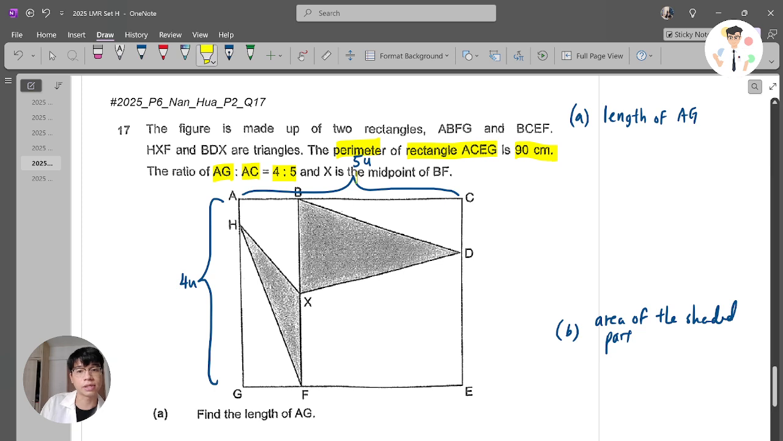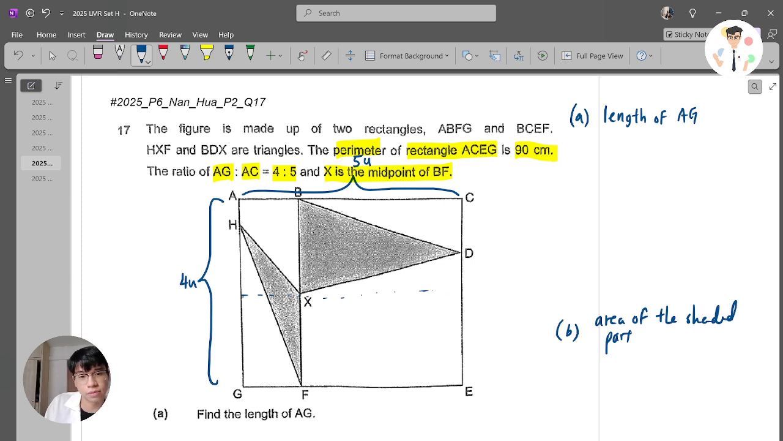And another keyword here: X is the midpoint of BF. X is the midpoint of BF. This basically means that this is actually half. This is actually half, correct? Okay.